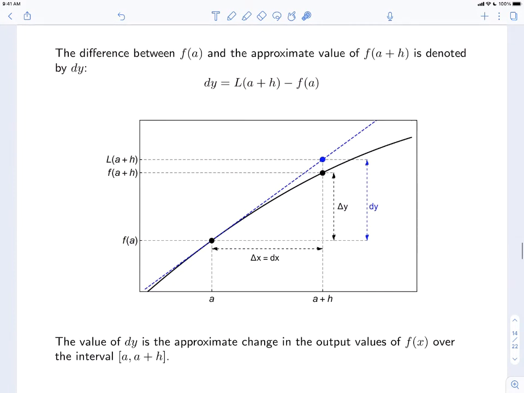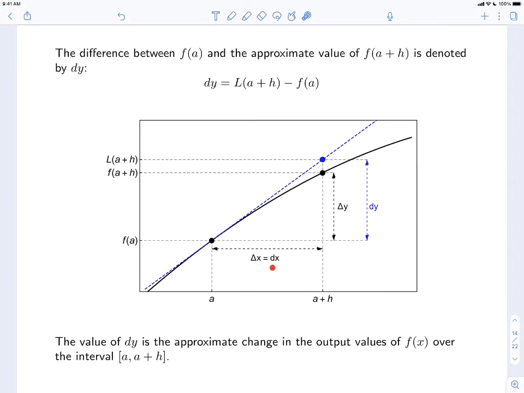The difference between f at a and the approximate value of f at a plus h is denoted by dy. So whereas delta y was f at a plus h minus f at a, dy is L at a plus h minus f at a. So in our picture, delta y is the difference between the first output value and the second output value of the function f. But dy is the difference between the first output value and the approximation of the second output value. So dy is the difference between f at a and L at a plus h.